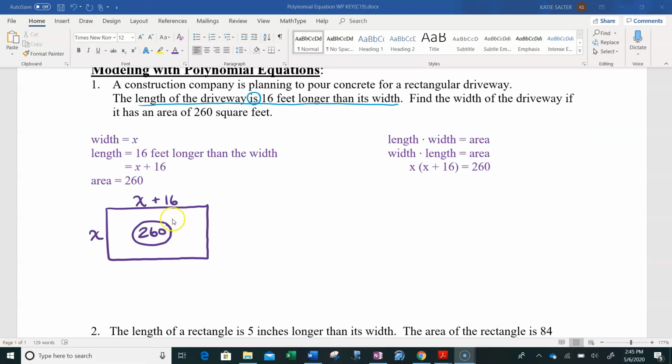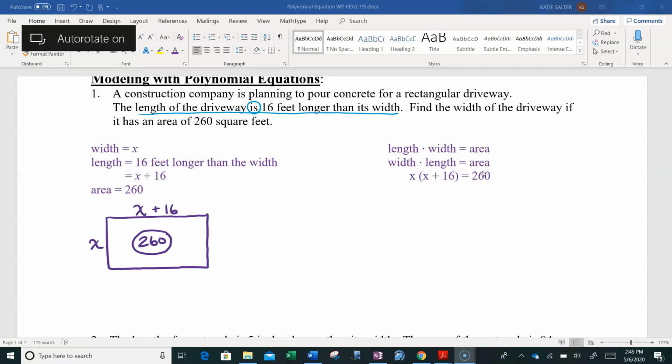Okay, so since we know that area is the space inside the rectangle, our formula is length times width equals area. We can also set it up as width times length equals area, which in this case will be easier. So that way we do our monomial of x times our binomial x plus 16 equals the area of 260 square feet. All right, so we're now going to work out our problem.